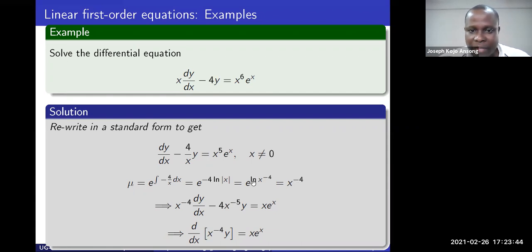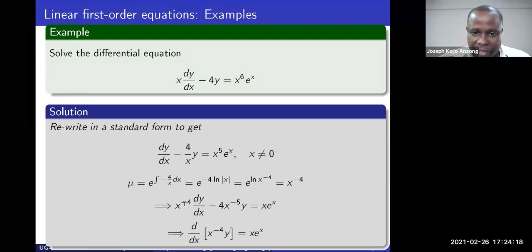The next step is that in your standard equation, multiply through by the integrating factor. When you do that, you're going to get this. Note that when you multiply x to the negative 4 by x to the 5, you're going to get x to the power 1. That is why we have x here times the e to the x. Once again, if you did this correctly, then the left-hand side should be the same as d dx of x to the negative 4y. Or if you like, if we expand this, you should get the left-hand side here.